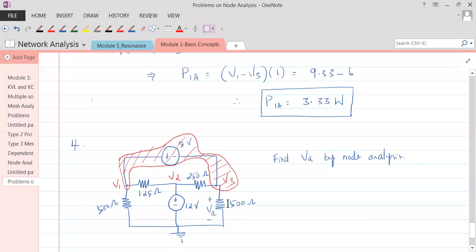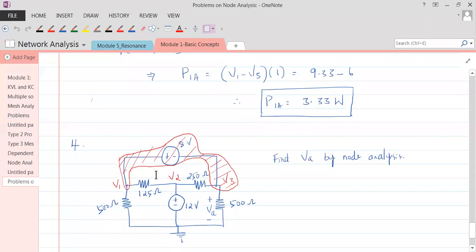How many KCL equations is this? There are 3 nodes. We know this node voltage, and since there is a supernode between 1 and 3, it's just one KCL problem. We'll be applying KCL only to what? The supernode. One KCL to the supernode.